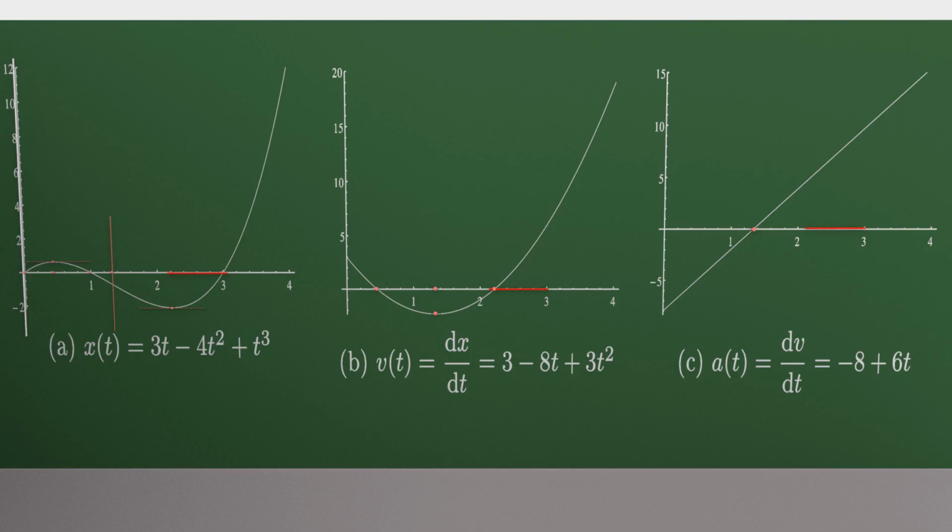Let's now look at the motion between 2 point something seconds and the third second. Again, let's talk in physics language. The particle is moving in a positive direction, is speeding up, and acceleration is bigger and bigger. The same is true for motion between the third and fourth second. The particle is moving in a positive direction, is speeding up, and acceleration is bigger and bigger. So the motion between 2 point something and 4 seconds looks like this.